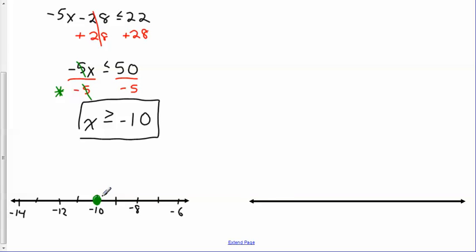dot on negative 10. And I want all the values greater than negative 10. So that'd be 2, it'd be 7, it'd be 11, it'd be negative 6. So I'm going to draw my arrow to the right. And so that is the solution inequality and the solution set graphed for us for the first example.